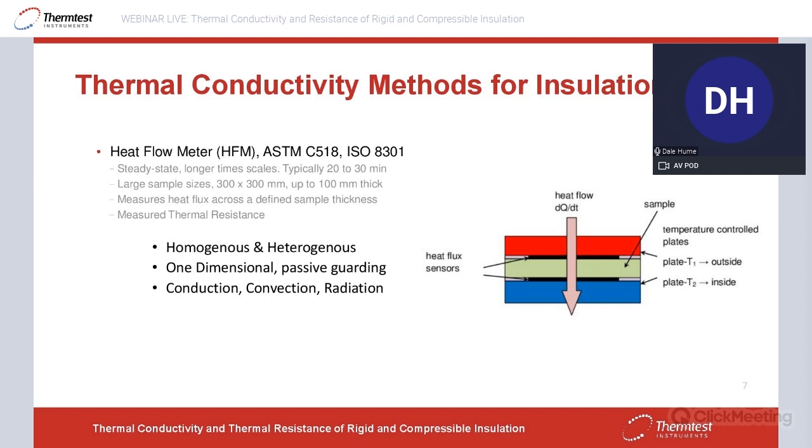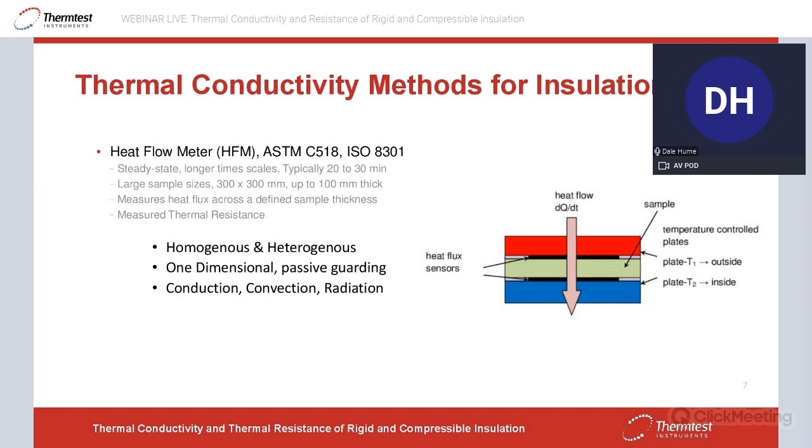There's a flux sensor integrated into each plate, upper plate, bottom plate, and we're looking for the composite flux of those two plates to become steady state. What's the advantage of that? That advantage is that it is actually measuring a large sample. That's key. That is not a drawback. It's designed to do that. So that enables it to measure heterogeneous materials, not only homogeneous materials.